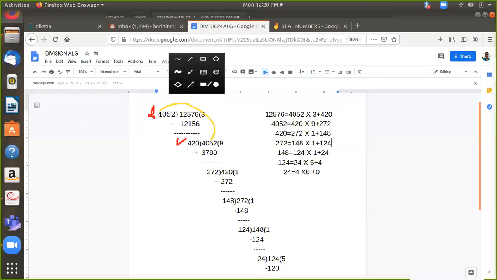Can I go back there? No, I won't go back. Then it will be difficult. I have to share again. You can see it because you have written it in your notebook. Please see it there.